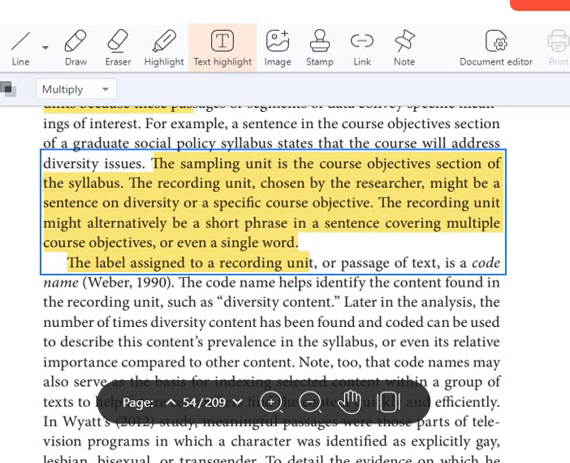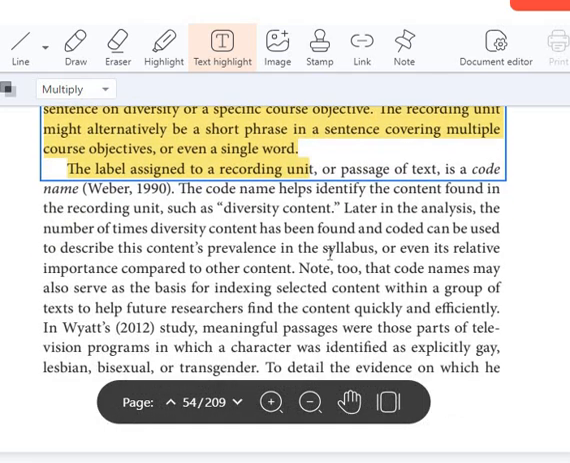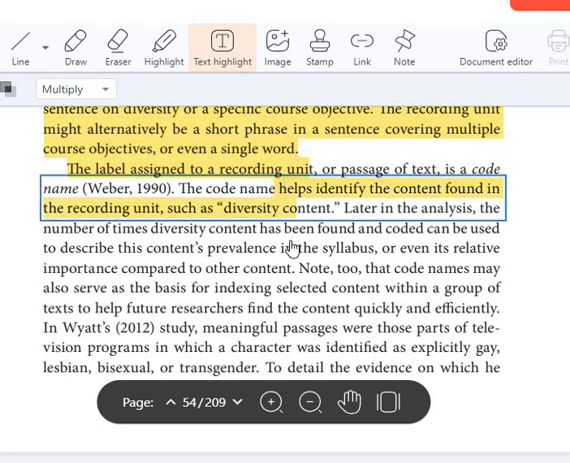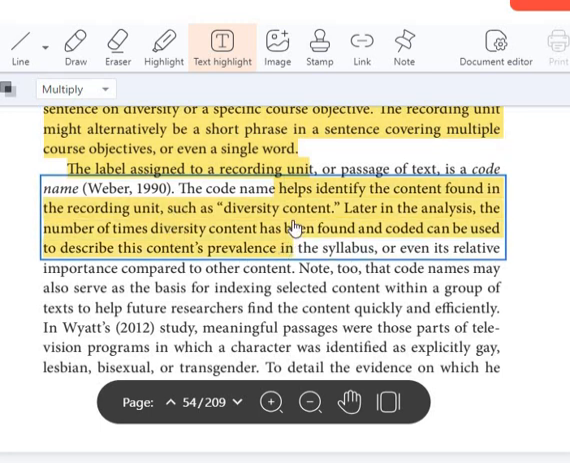What do we mean by the word code? Now here's a definition for the word code. It's a label assigned to a recording unit, or a passage of text. This is called a code name, or it is given a code name, which is a code. So it is a label assigned to a recording unit. It is so important because it helps identify the content found in the recording unit, such as diversity content.